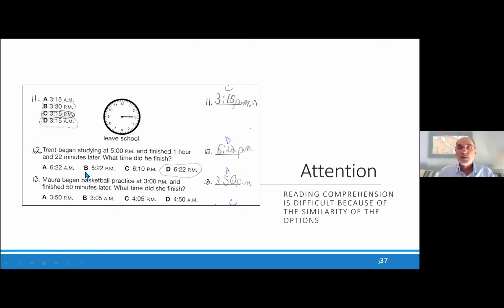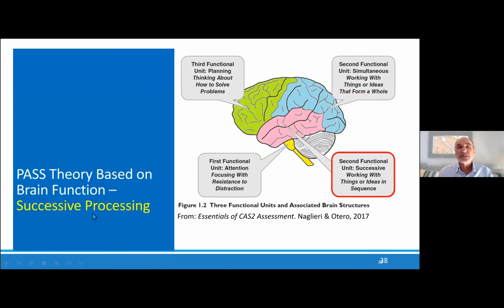And why are multiple choice questions so hard? Because the answers are so similar, right? Look, 6:22 a.m., 5:22 p.m., 6:22 p.m. So the difference between the correct answer, D, and the first one you see, A, is just that the D has the PM and A has AM. So if you ever have a child with inattentive type of ADHD, you really got to help them with these multiple choice tests, preferably make it so they don't have to take them. That would be the best option.